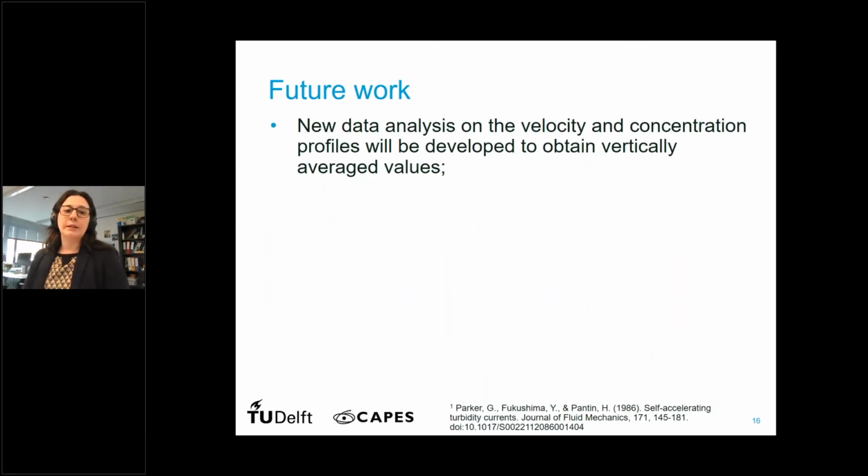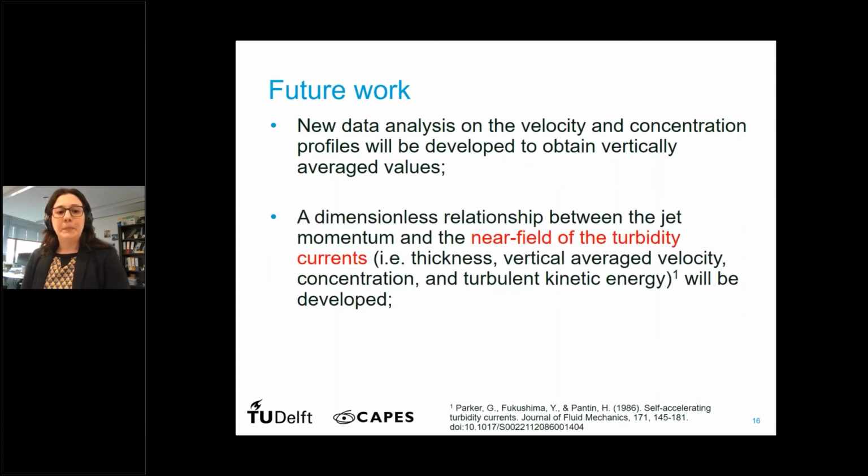For future work, we will obtain vertically averaged values. We will develop a relationship between the jet momentum and the near field of the turbidity current, so thickness, velocity, concentration, and possibly turbulent kinetic energy. I put the near field in red because, as I explained previously, the spatial definition of these regions is not as straightforward as we thought before. So we need to give it some more thought.